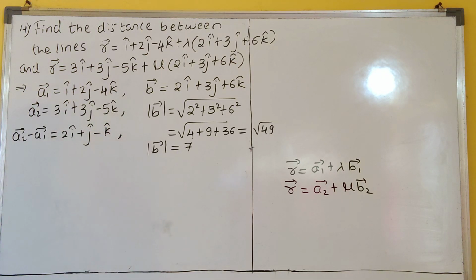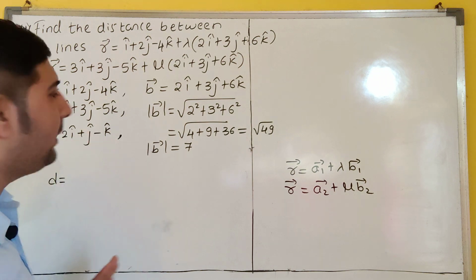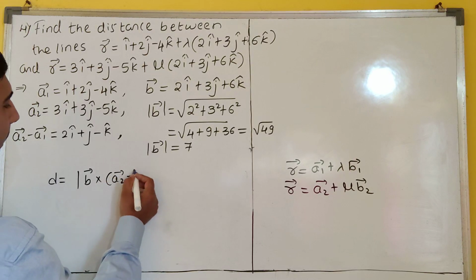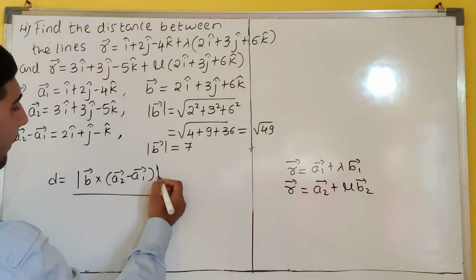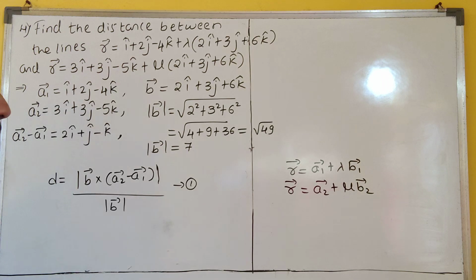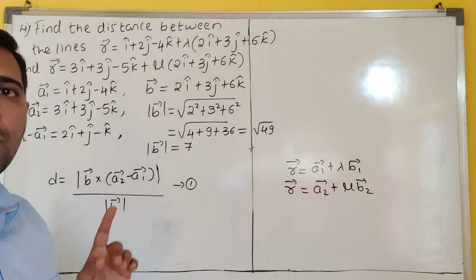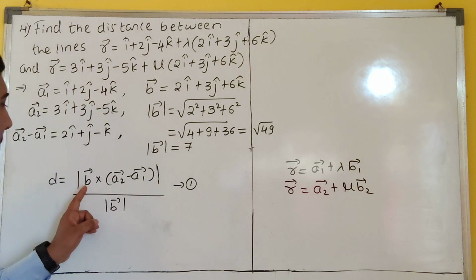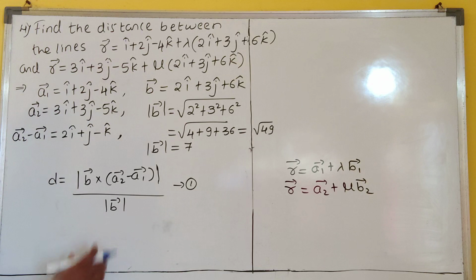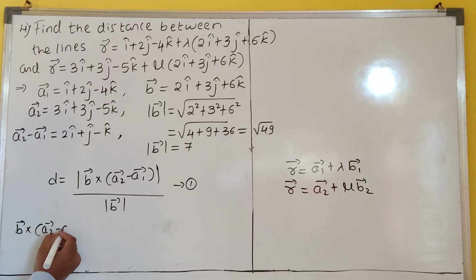I hope you understood. So we have a formula, I told you, for the distance between two parallel lines. This is the formula: magnitude of vector b cross a2 minus a1, whole divided by magnitude of vector b. This is your equation 1. I hope it is clear for you. Many of the students will write this as dot. It is not dot, dear students. It's a cross product. So now vector b cross a2 minus a1 I will find.